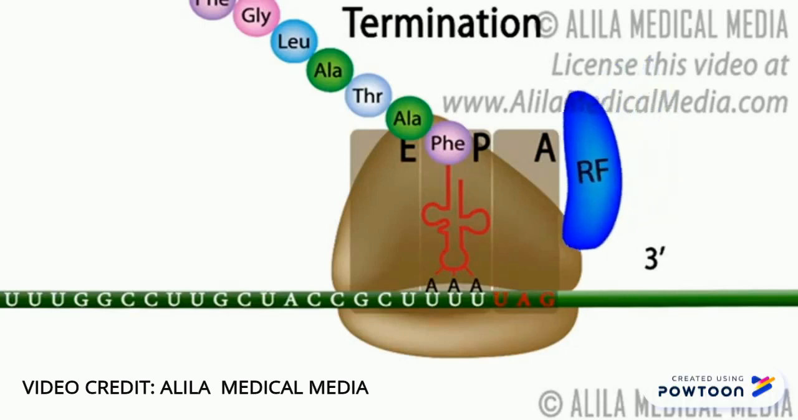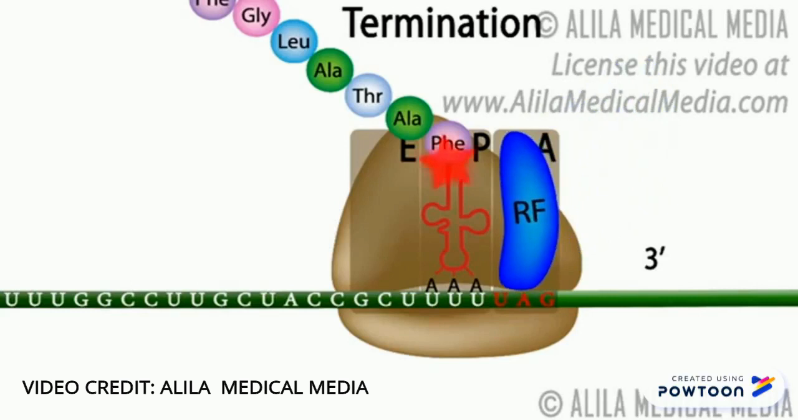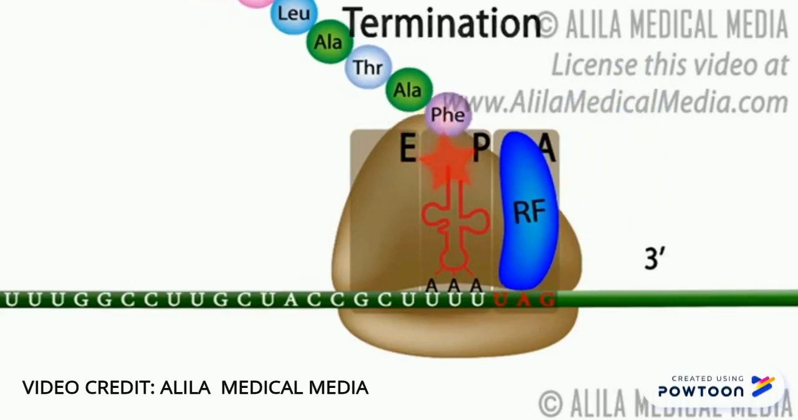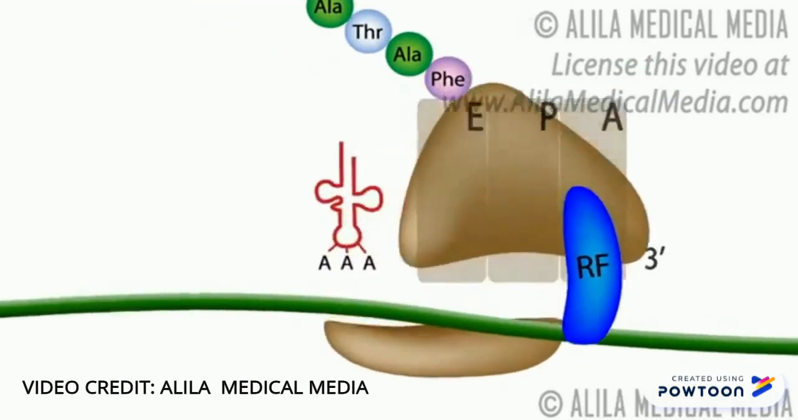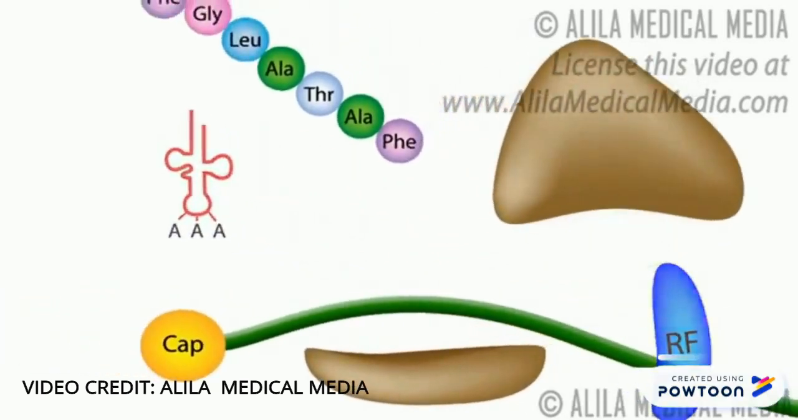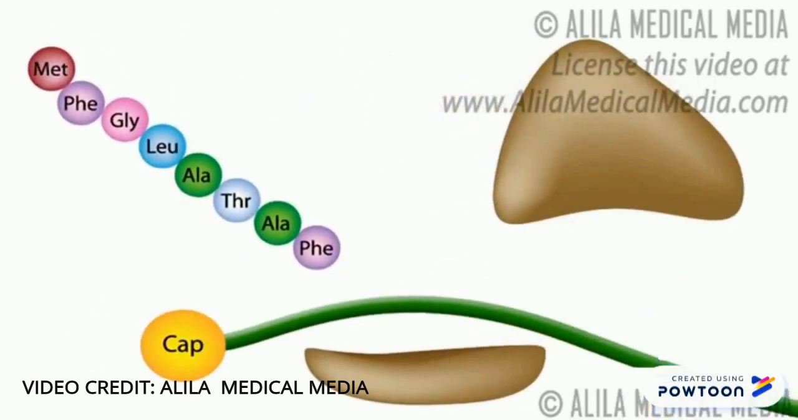Binding of the release factor catalyzes the cleavage of the bonds between the polypeptide and the tRNA. The polypeptide is released from the ribosome. The ribosome is dissociated into subunits and is ready for a new round of translation.